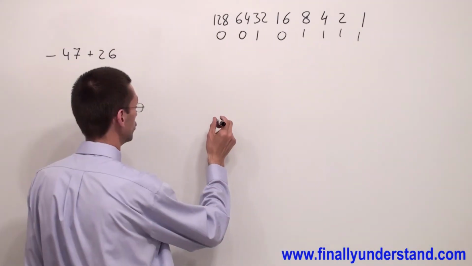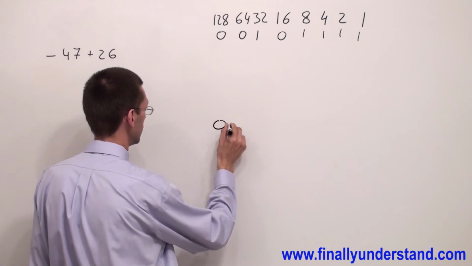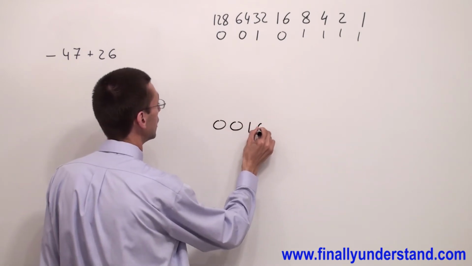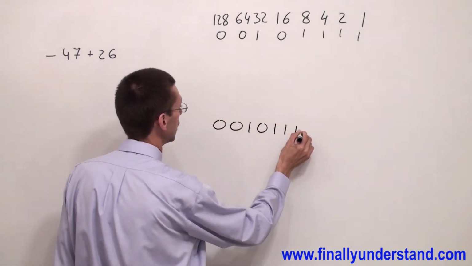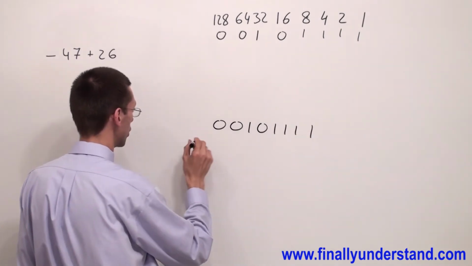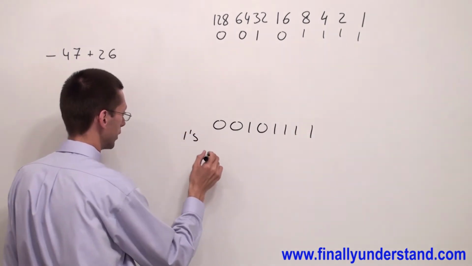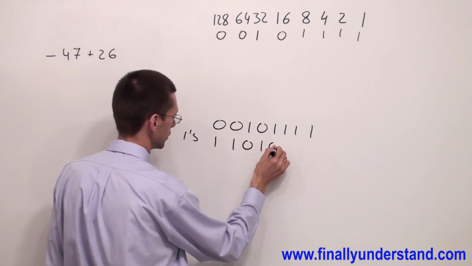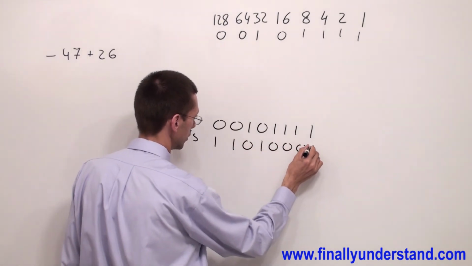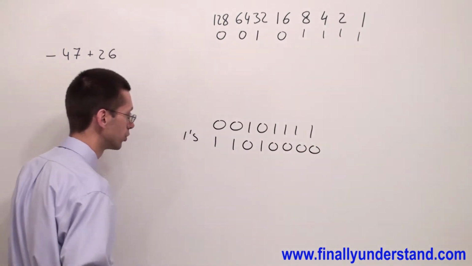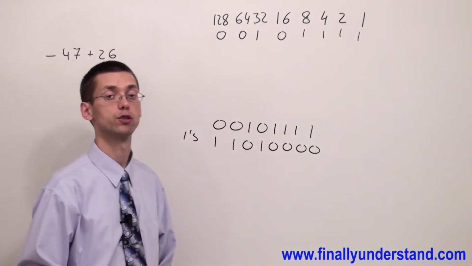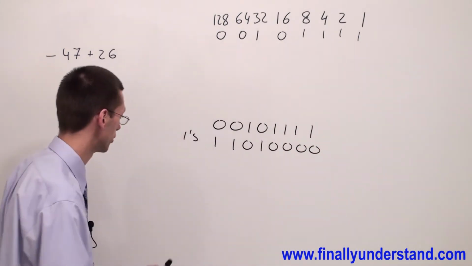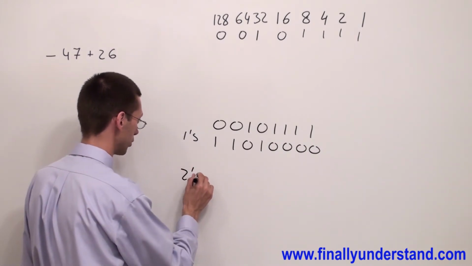So what I'm supposed to do is simply copy this number down and find its 1's complement. I'm going to have 1, 1, 0, 1, 0, 0, 0, 0. And in order to find the 2's complement, I'm supposed to add 1 to the 1's complement. So I have the 2's complement.